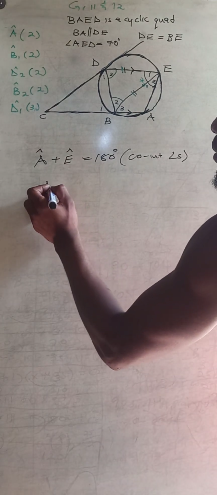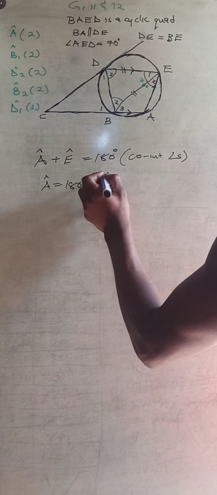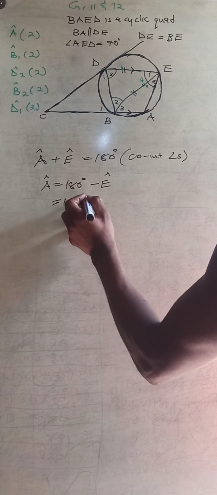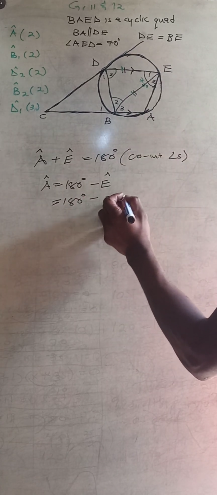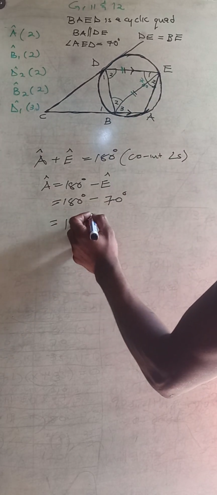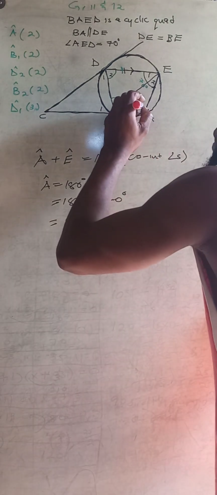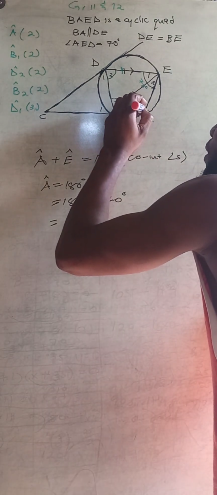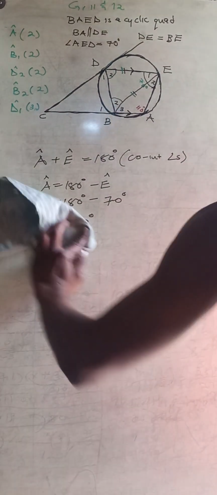So angle A is equal to 180 degrees less angle E. They told us that the entire angle is 70 degrees. So angle A is 110 degrees. This angle here is 110 degrees, the reason being it is co-interior with angle E. So this will be 110 degrees. Okay, next question.